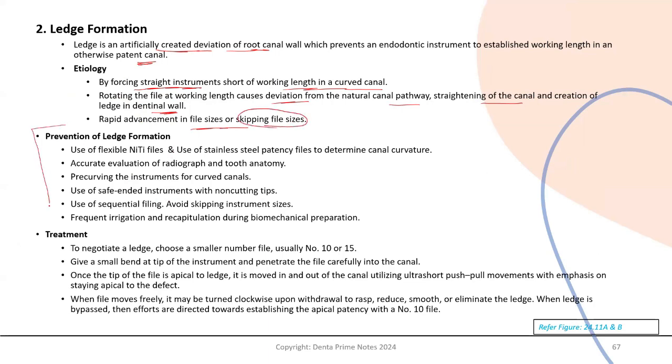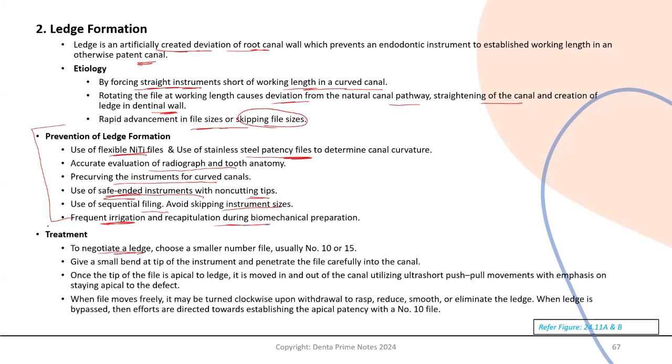How can we prevent a ledge? We should always use flexible NiTi files or stainless steel patency files that are specially made for this to determine canal curvature. Accurate evaluation of radiograph and tooth anatomy, pre-curving the instruments for curved canals, use of safe-ended instruments with non-cutting tips, use of sequential filing, avoid skipping instrument sizes, frequent irrigation and recapitulation.